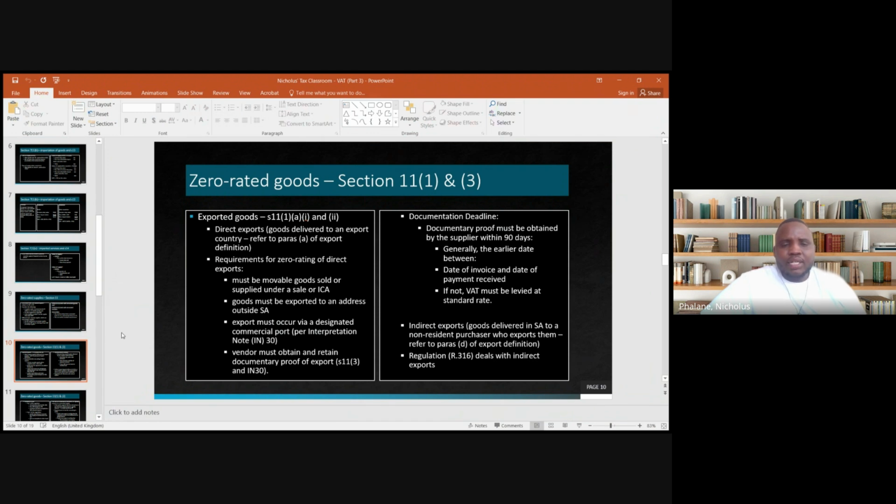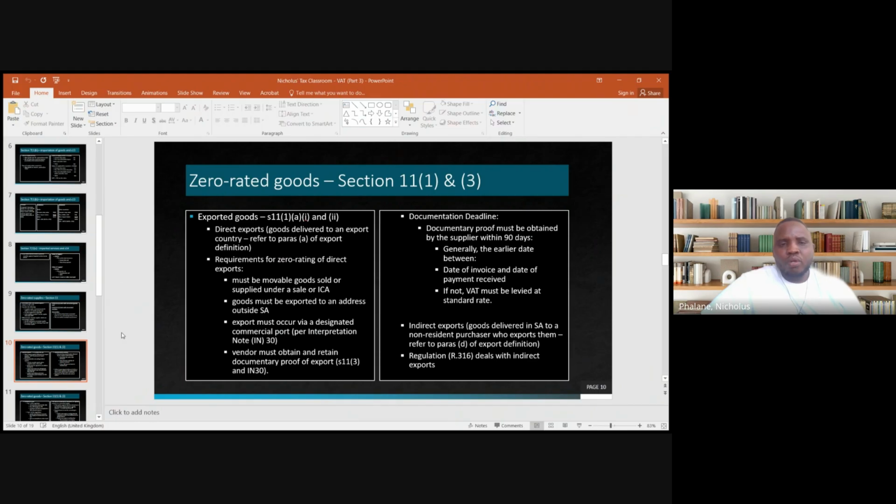Then let's quickly look at firstly your zero rated goods, and then we'll look at zero rated services, right? So we are going to start with exports. So exported goods: we look at direct exports and indirect exports. Direct exports means you are basically delivering the goods to an export country. You are selling to someone who's in an export country and you are delivering to them, all right? So this is paragraph A of the definition of export.